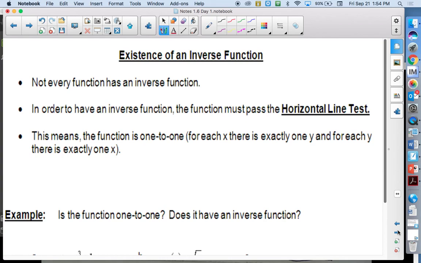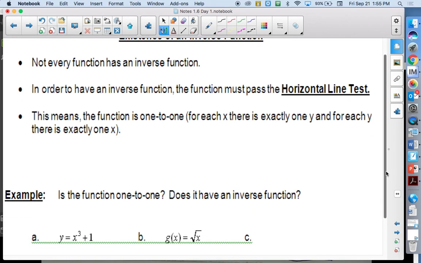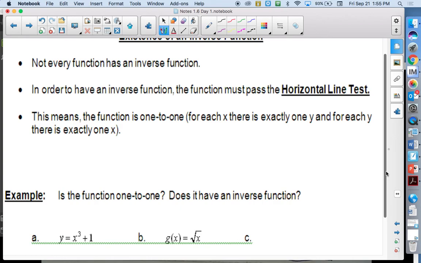This means that the function is one-to-one, and I have tests for one-to-oneness graphically. For each x, there is exactly one y, so that's the function part, and for each y, there is exactly one x. So now you're looking left and right. So instead of one x having one y, we're flipping that. Does that y have one x? So a parabola would not have an inverse. Exactly. So it's called one-to-oneness. No, it's not made up. If it's not one-to-one, we call it many-to-one, because it has many values.